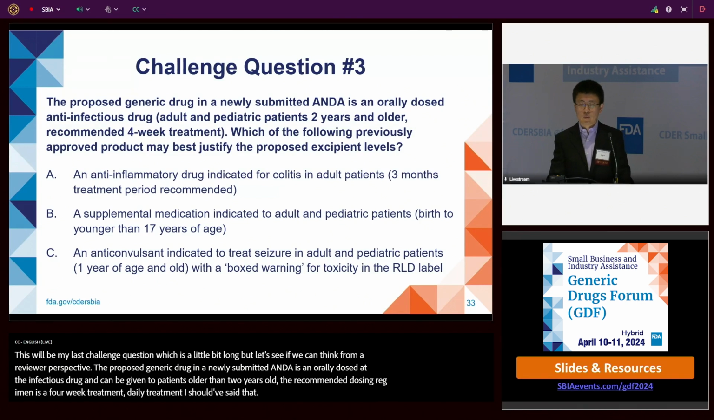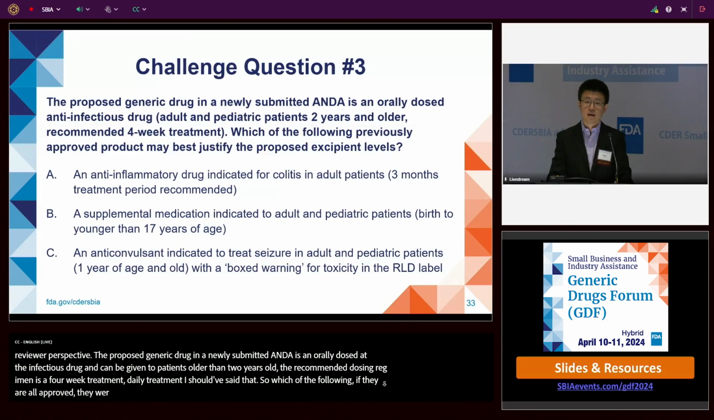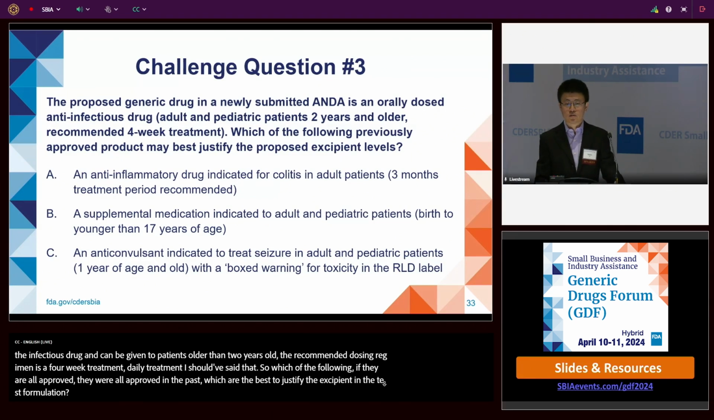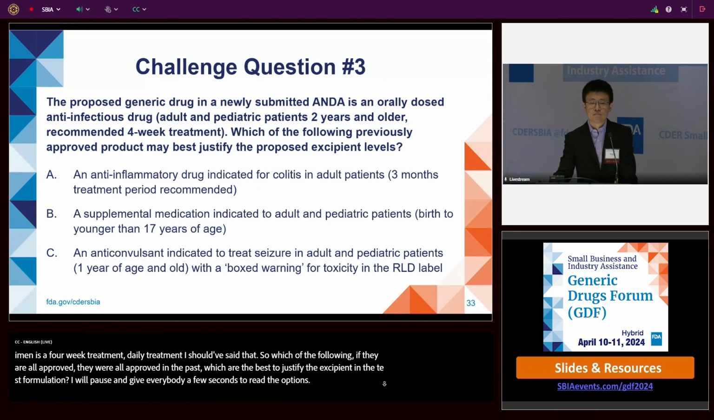So which of the following, if they were all approved in the past, are the best to justify the excipient in the current test formulation? I'll just pause here and give everybody a few seconds to read the options. Okay, I'm going to jump into the answer.